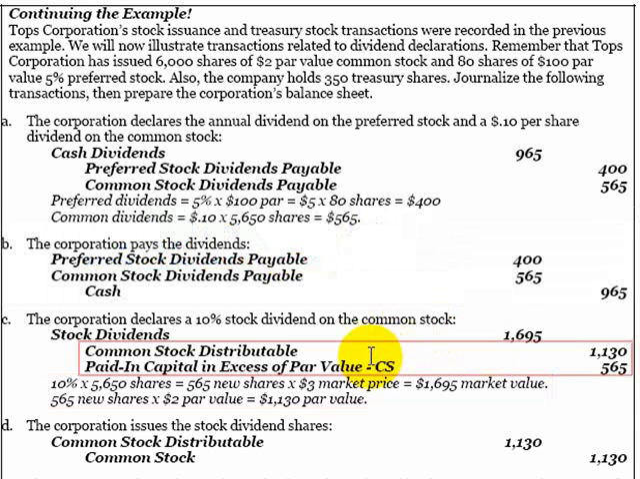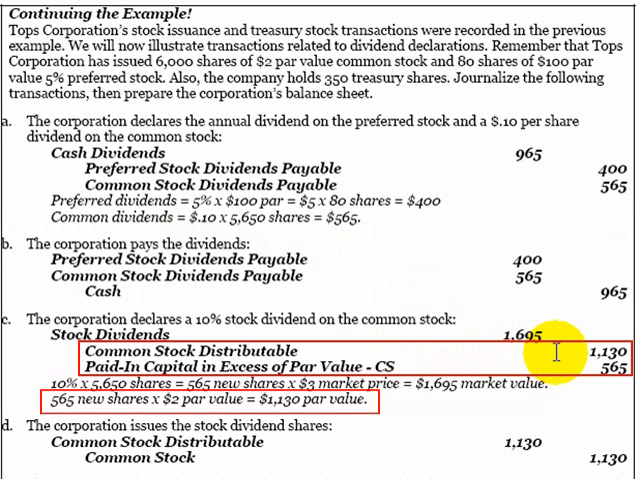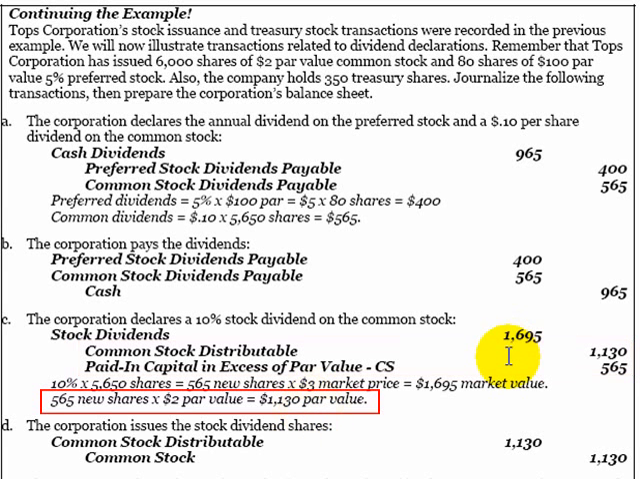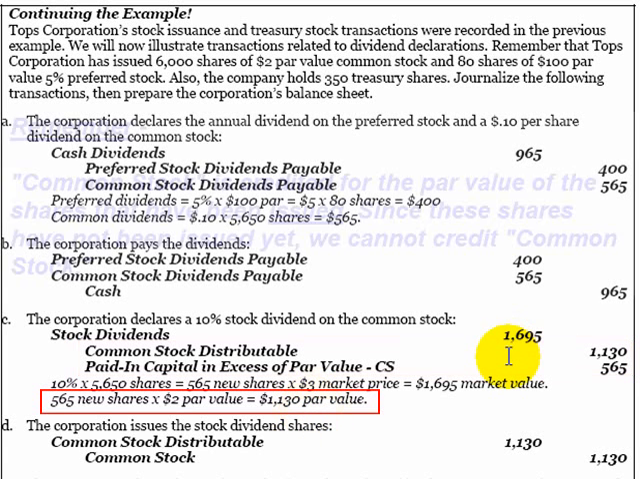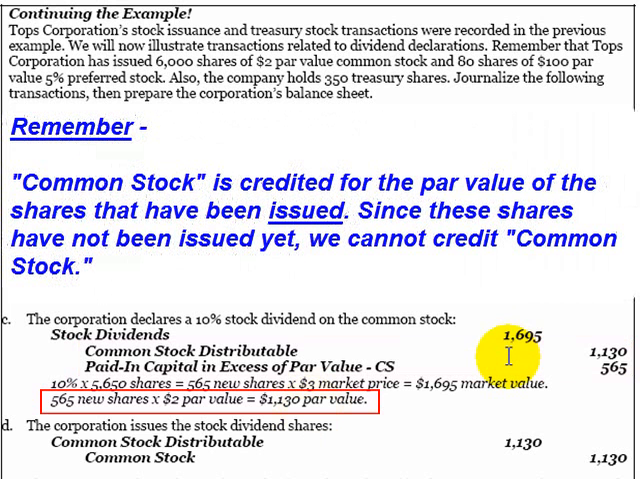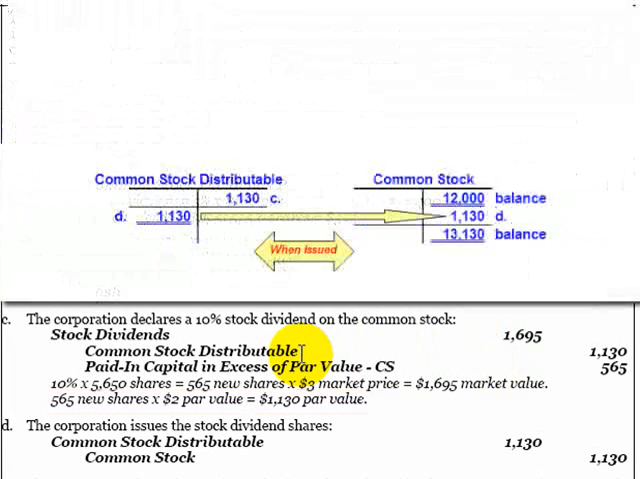The credit will go to a common stock dividend distributable account for the par value of the shares that are going to be issued. Remember, we have a $2 par value, so the total par value of these new shares is $1,130. This stock dividend has only been declared. The stock certificates have not been issued to the stockholders. Therefore, we cannot credit common stock at this time since the shares are not issued. So we're going to park this par value amount in a temporary holding account called common stock distributable.